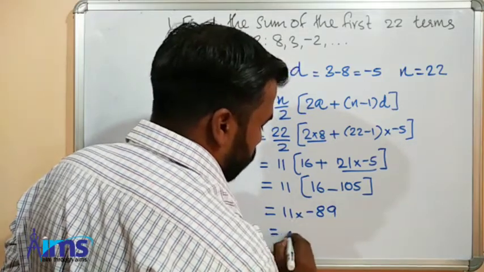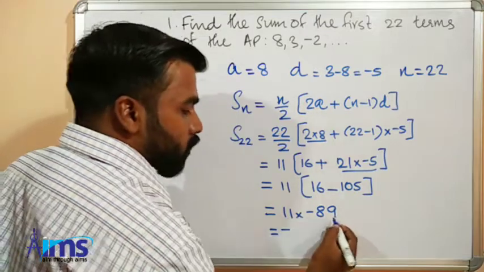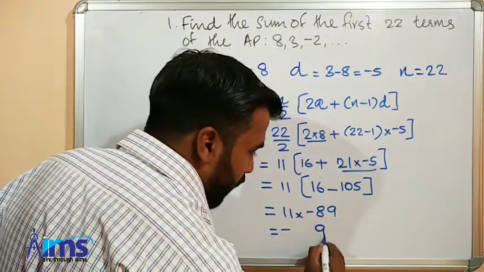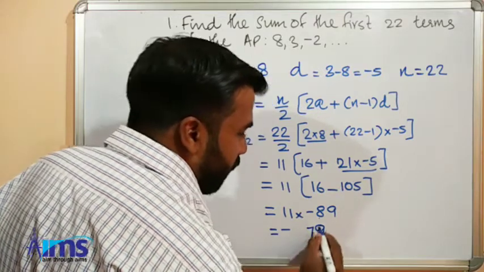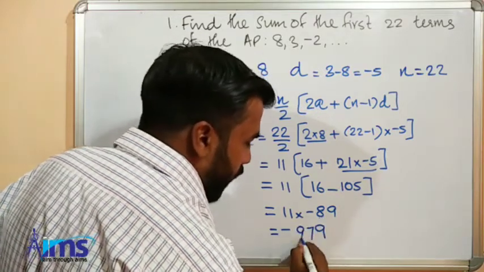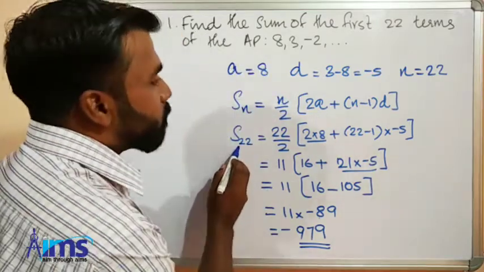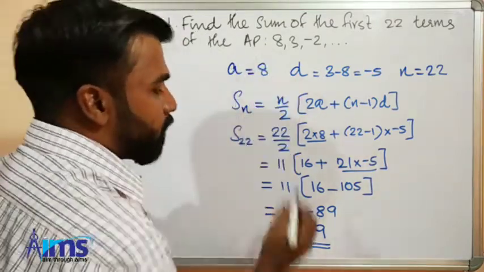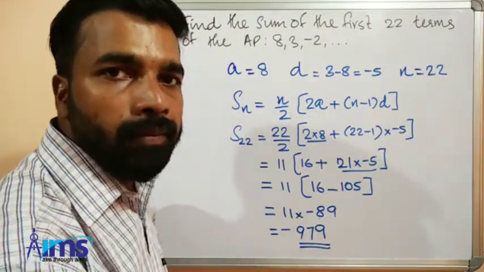Which is equal to minus of 89 into 11. So first we write 9. Then 9 plus 8 is 17, we write 7. Then 8 plus 1 is 9. 979. So the sum of the first 22 terms of this arithmetic progression is minus 979.